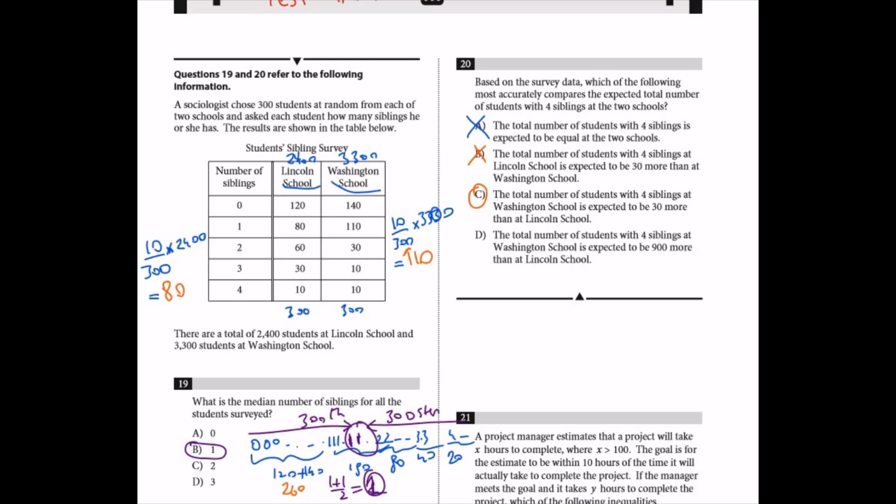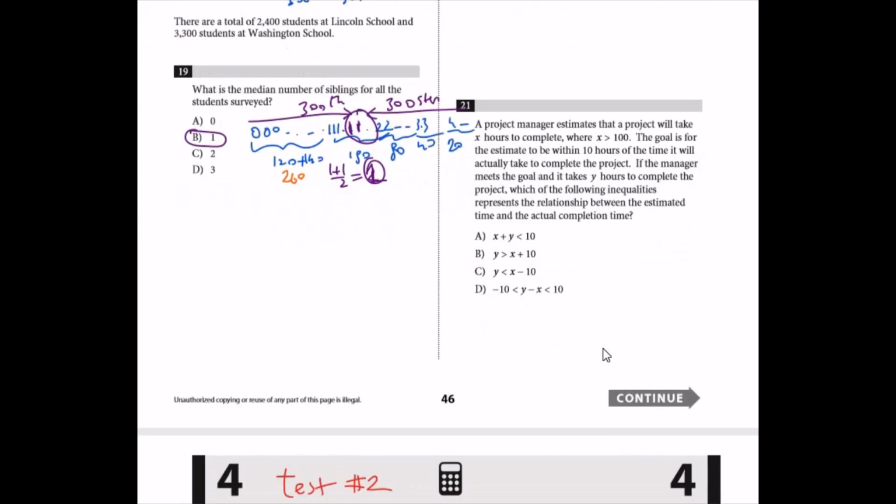And the last choice: the total number of students with 4 siblings at Washington School is expected to be 900 more. No, this is totally incorrect. C is the correct answer. Question number 21.